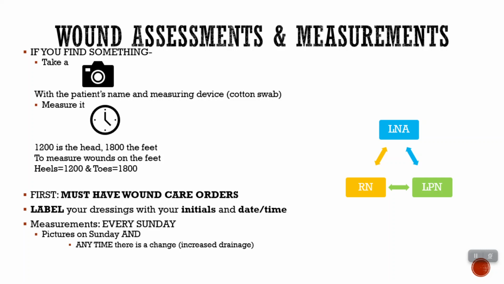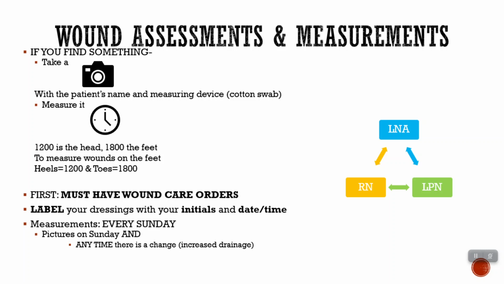So when you're measuring it, the length is 12 to 6, so the head to the feet, and then width is 9 to 3, or the hip bone to the hip bone. So when you are utilizing length and width, that's how you measure it. When you measure wounds on the feet, imagine a ballerina standing on her tiptoes. So heels would be 12 o'clock, toes would be 6 o'clock, and that would be length, and from big toe to little toe, that's width.